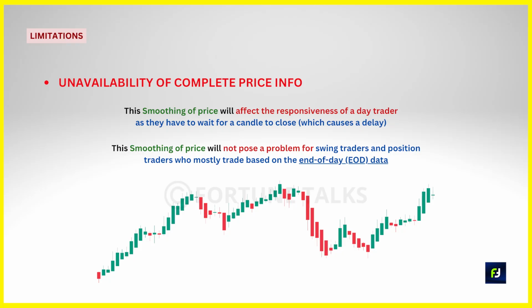Another drawback is the unavailability of the complete price information. So Heikin Ashi data, as you may know, is averaged. Hence it does not show the actual open and close prices. So this may not work very well for very short-term traders or scalpers. So I would generally recommend using Heikin Ashi charts for swing trading, positional trading and long-term trading.